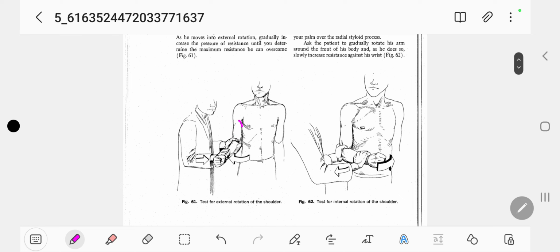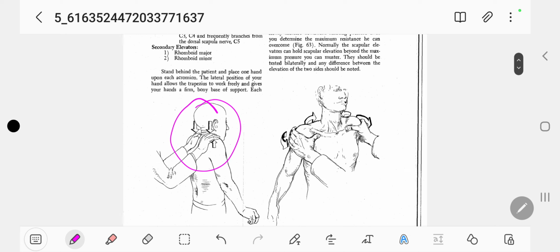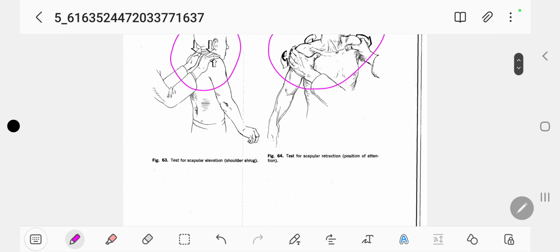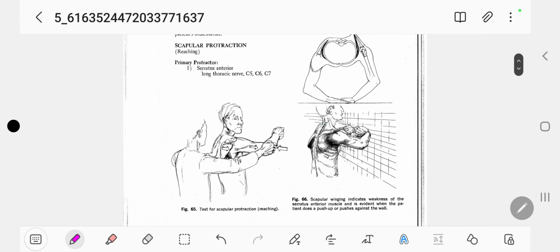Similarly, we have to test the external rotation and the internal rotation. So the group of the muscles, the primary and the secondary, can be palpated simultaneously. The other three MMT movements are shoulder elevation. This is the method of shoulder elevation. This is the method to test shoulder retraction, and this is the method for shoulder protraction.